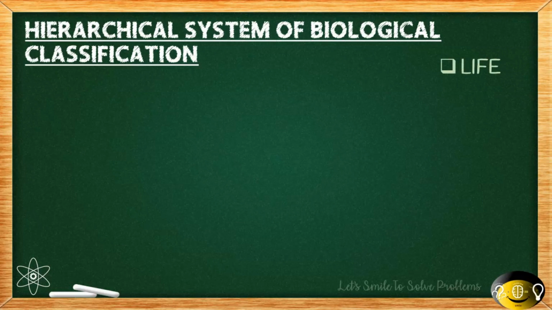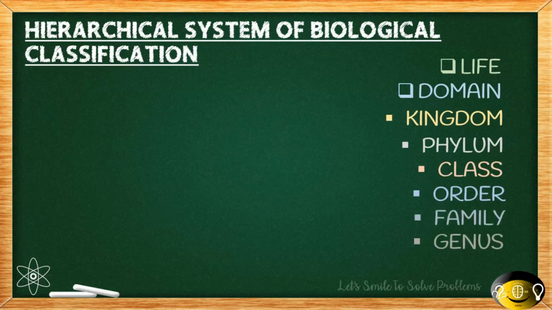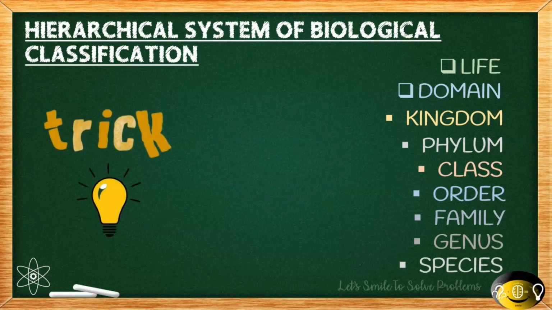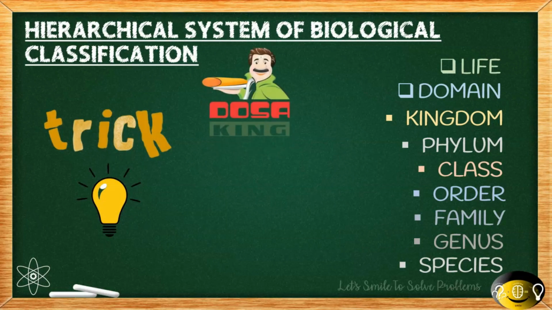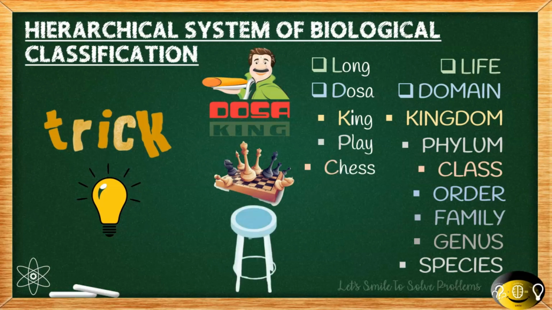So beforehand, let's see all the points: life, domain, kingdom, phylum, class, order, family, genus, species. Now how to remember this? Too tough? So now it's trick time. You will remember it like a person, a dosa king is there. So he is known as Long Dosa King. So we covered 3, that is life, domain, kingdom. Then we have a chess. So he plays chess. So we covered phylum and class. Now the last 4. So we have a stool here. On fine glass stools. So we will remember it like: Long Dosa King play chess on fine glass stools.